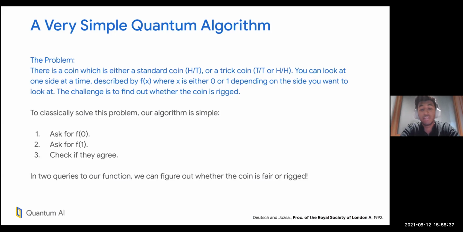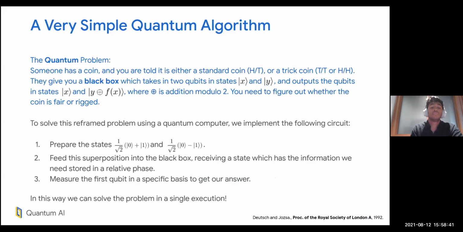So the quantum case is very closely related to this classical version. Someone has a coin, and you're told it's either a standard coin or a trick coin. However, instead of just giving you a function and you ask them directly, they give you what we call a black box.